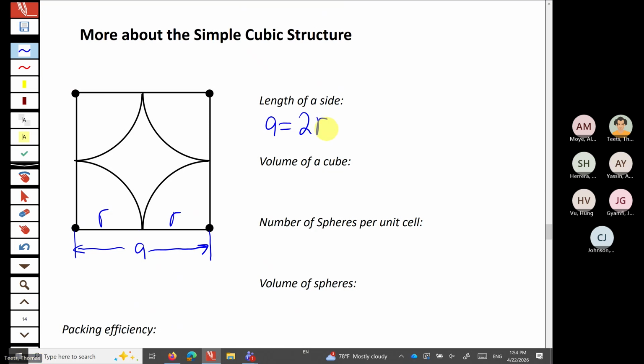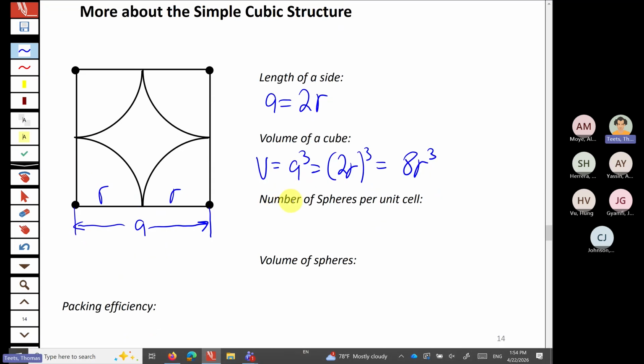Okay. So if we want to talk then about the volume of the unit cell, the volume of a cube is a cubed, if you remember high school geometry. In this case, that's (2r) cubed, or 8r cubed. Now, an important thing for us to be able to do for all these structure types is count how many atoms, or how many spheres more generically, are in that unit cell.